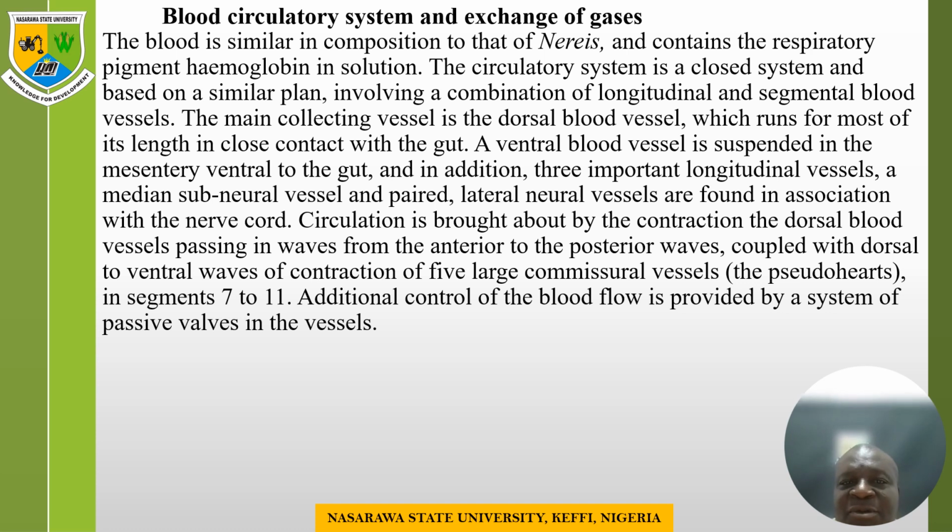The main collecting blood vessel is the dorsal blood vessel, which runs the entire length of the organism, suspended within the entire system of the organism. That has to do with the circulatory system and exchange of gases. And an additional control of the blood flow is provided by a system of passive valves in the vessels.